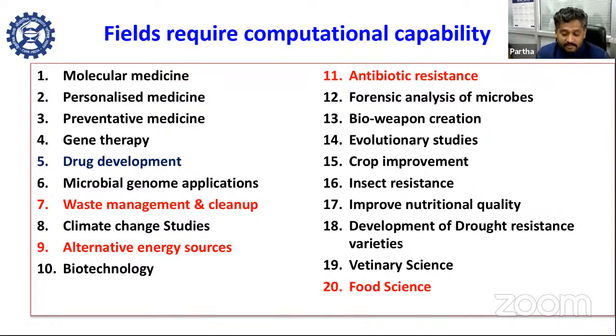And drought resistant varieties: which plants are surviving in drought-prone areas, and how to incorporate that gene into a normal plant. I think somebody is also interested in plant engineering. So it is already proven that many computational approaches are utilized in very interesting, exciting, and innovative ways to provide solutions to these areas.